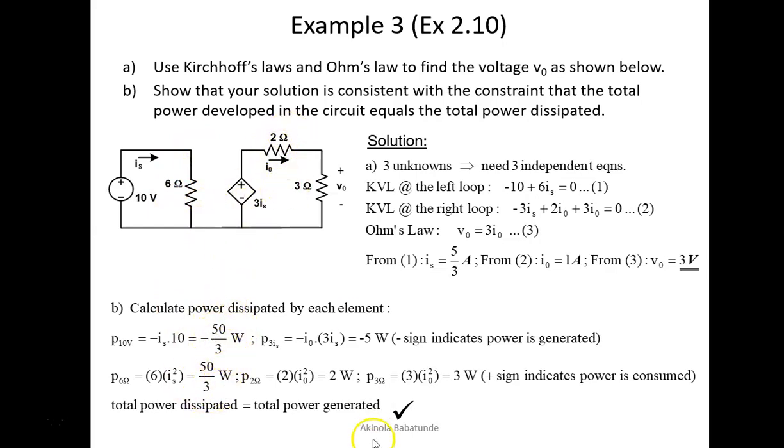Here we have 2 watts, we have 3 watts, and then here we have minus 5 watts. If you add all of those together, the total power would also be equal to 0. And that simply means we can prove that total power dissipated is equal to total power generated.